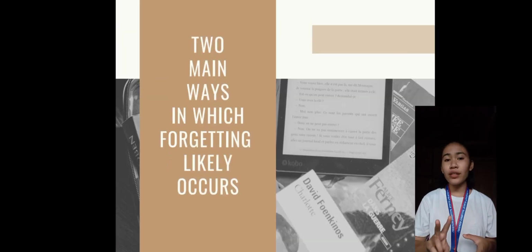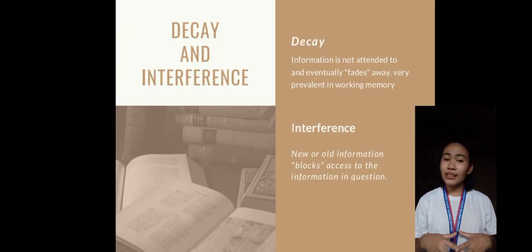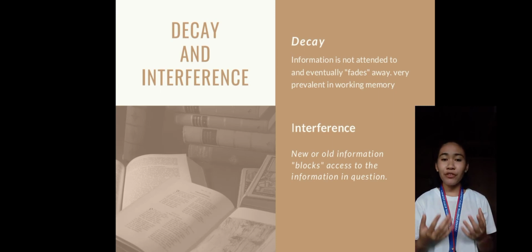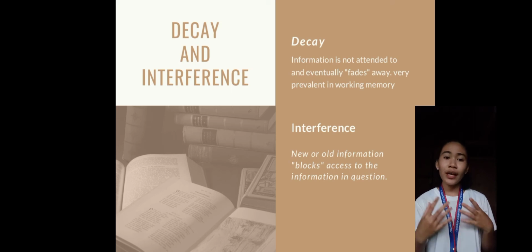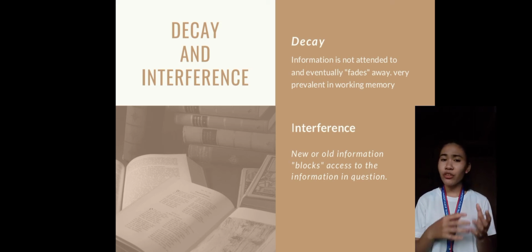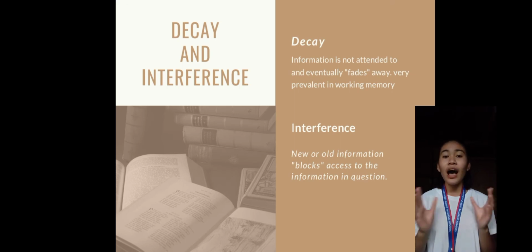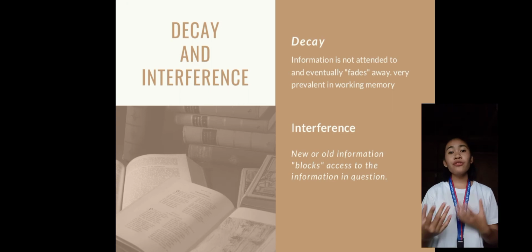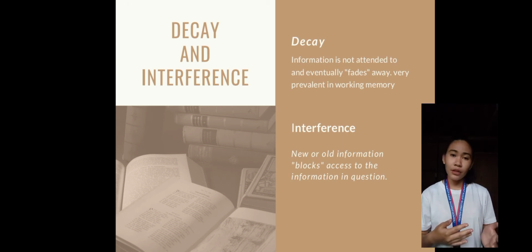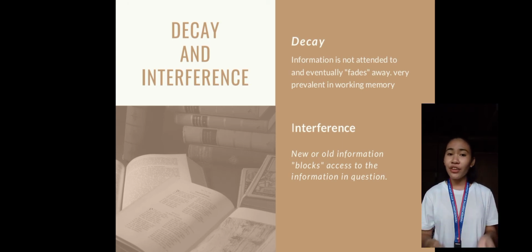And there are two main ways in which forgetting likely occurs. First is decay. It occurs when information is not attended to and eventually fades away, very prevalent in working memory. Example, you ate dinner and after a few days you will eventually forget what you ate in that dinner because our mind doesn't find that information relevant. The second one is interference. New or old information blocks the access to the information in question. Example, you are having a class and cannot acquire the information due to the loud noises of the construction sites.